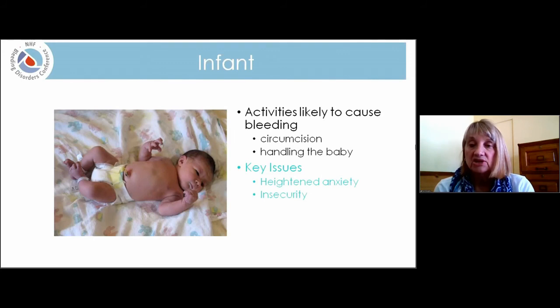Some of the key issues for you as parents or caregivers are this is a time of heightened anxiety. And it doesn't matter if you have a family history of hemophilia or not. This is your baby, and having a diagnosis of hemophilia can be very anxiety provoking. And you also will feel insecure. Are you going to be able to take care of this baby? And those are all normal, natural feelings. And you can talk to the nurse at the treatment center, the social worker at the treatment center, and they can help reassure you that these are normal feelings and things you should expect.